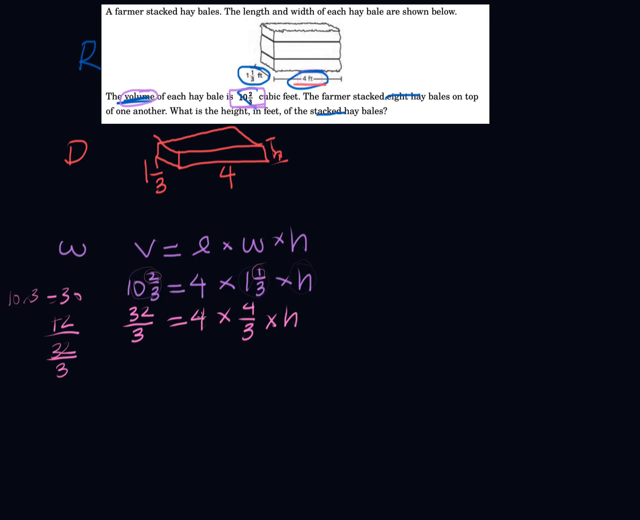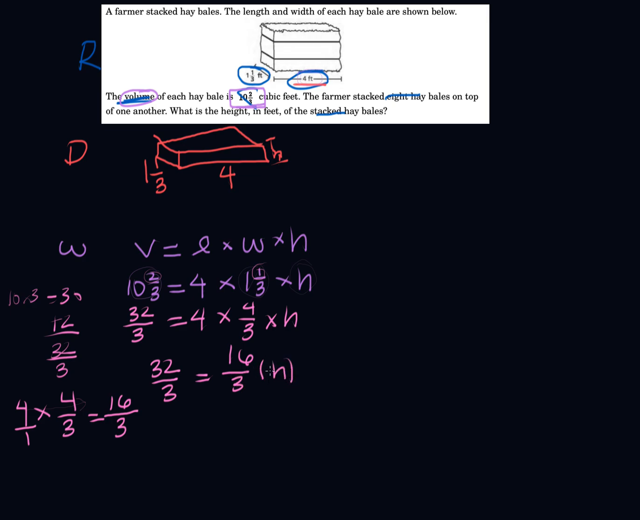We need to multiply 4 times 4 thirds on this side, so let's do 4 times 4 thirds. When you multiply a whole number by a fraction, the whole number can go over 1. Now when you multiply fractions, all you have to do is multiply across. So 4 times 4 is 16. 1 times 3 is 3. So we have 32 over 3 equals 16 over 3 times height.